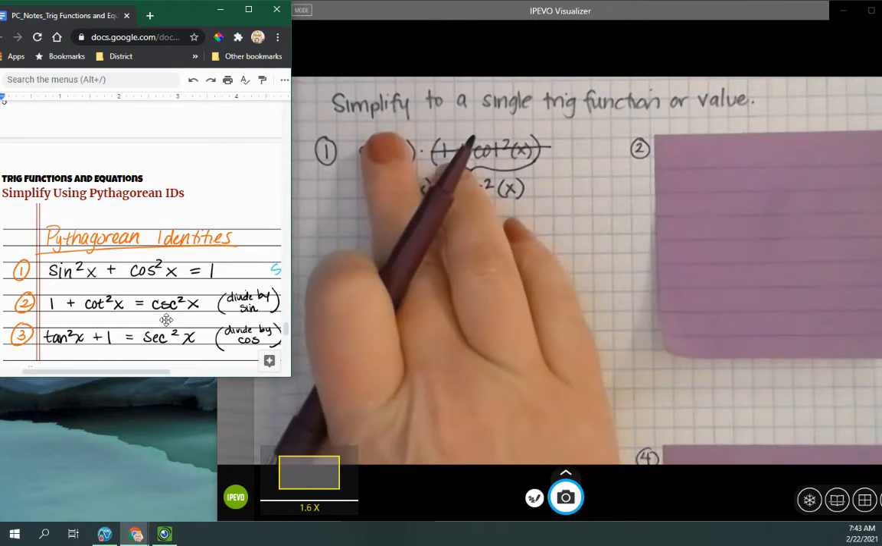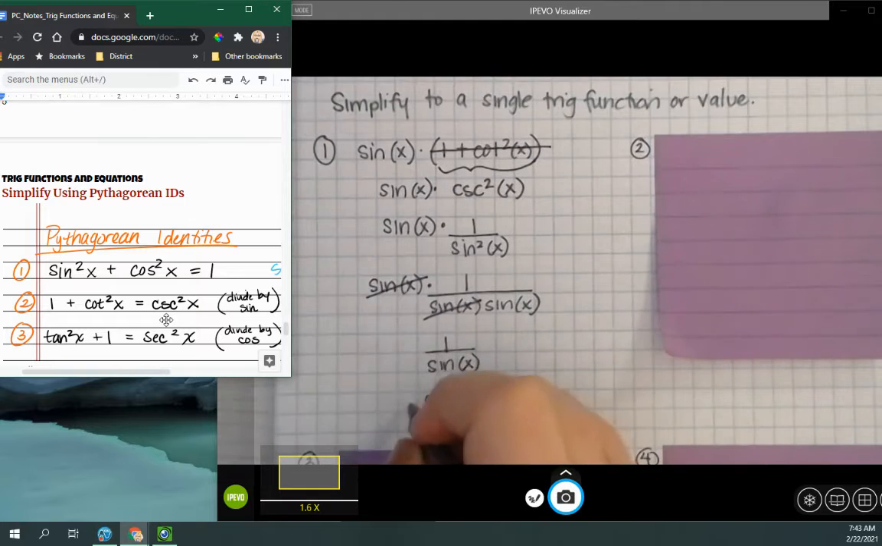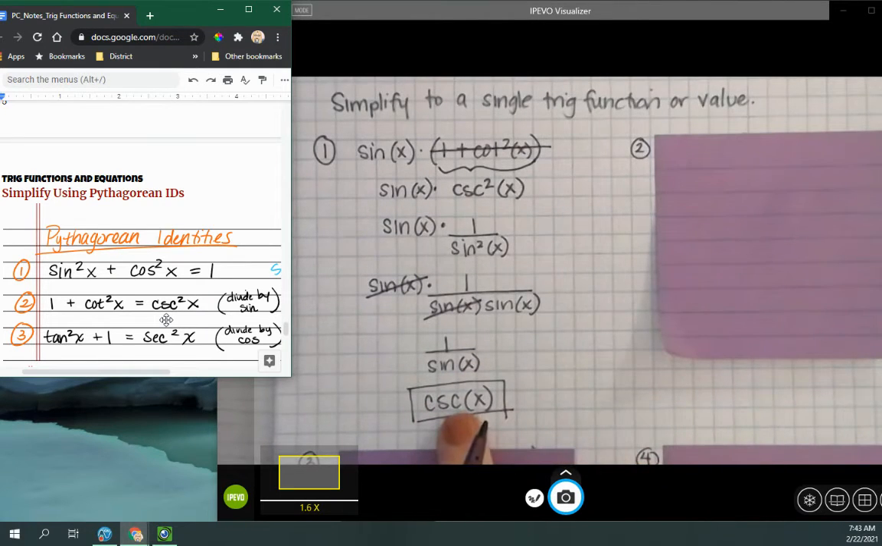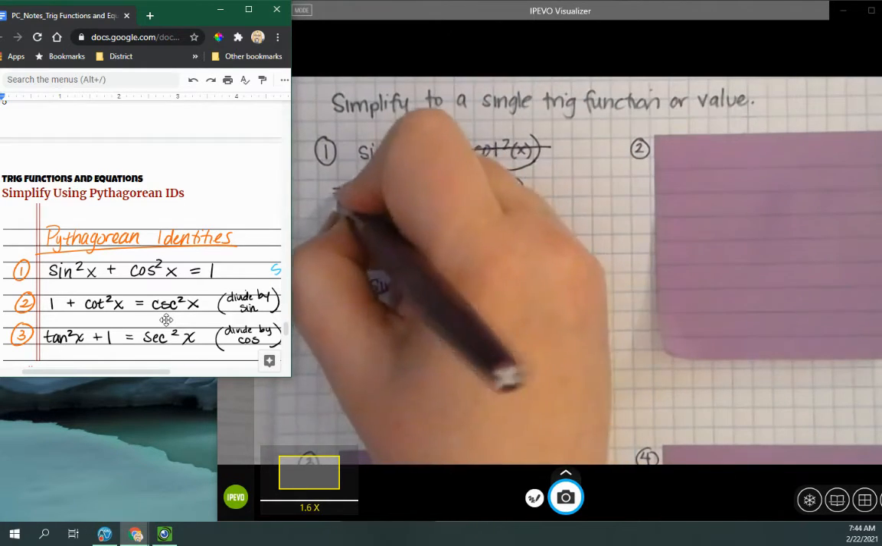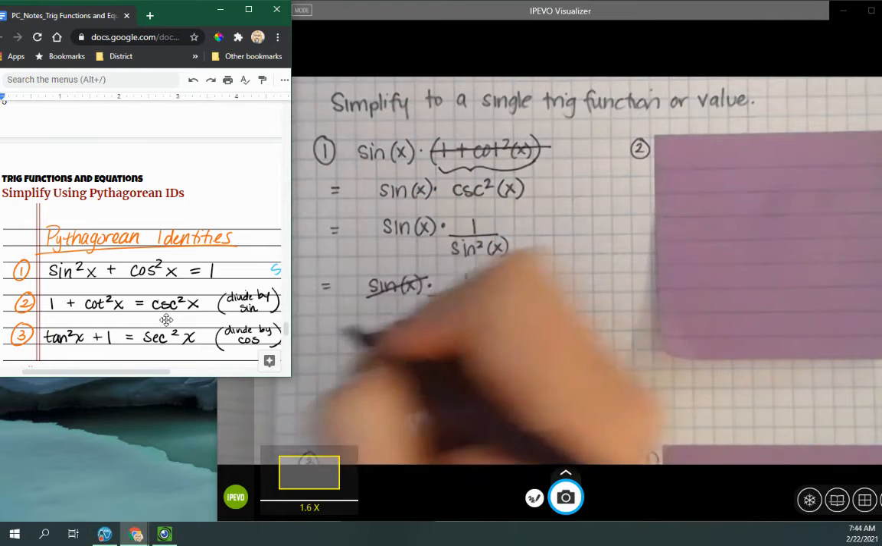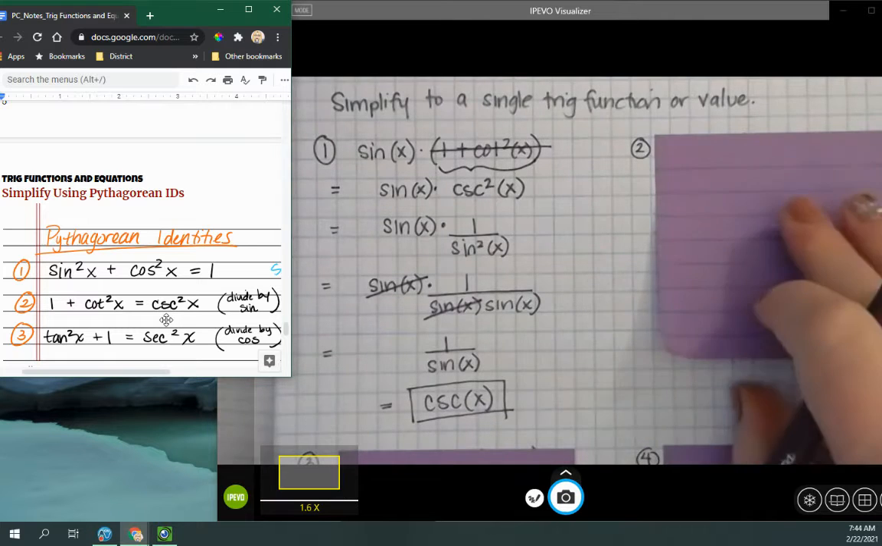Our goal was to simplify to a single trig function. I'm looking down here, and I am down to a simple trig function, meaning just the one, and it is cosecant. So I started up here, and I continued to simplify until I got to 1 trig function. Moving on to example 2.